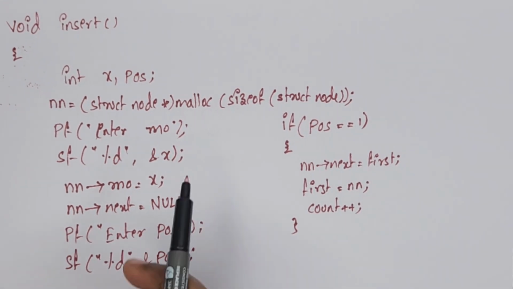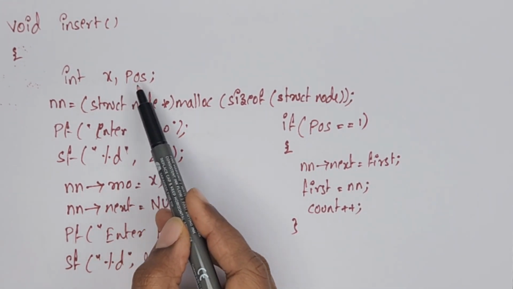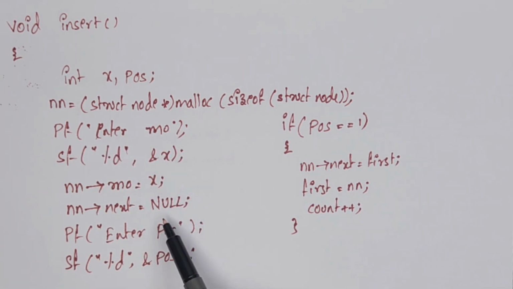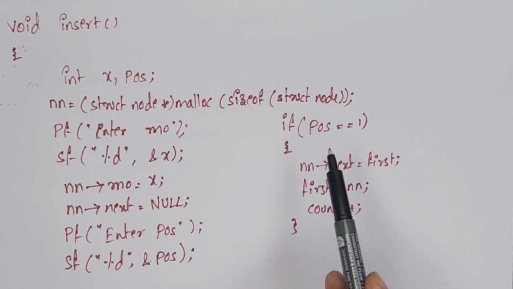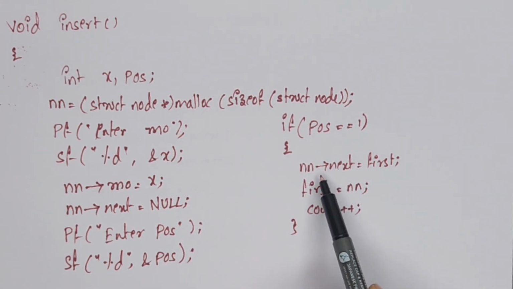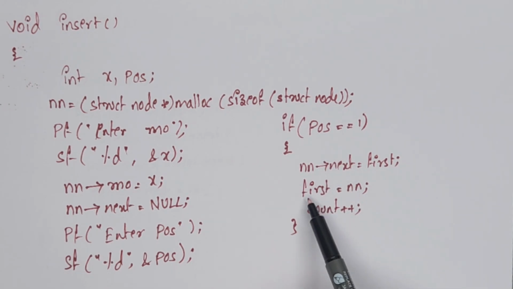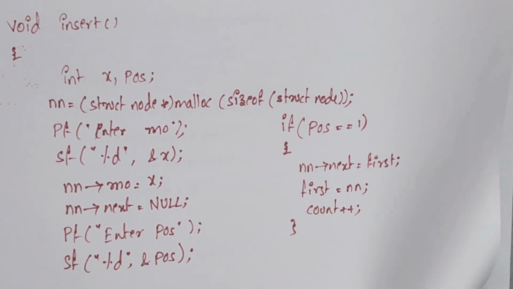So this is the insert function. These two are local variables, x and position. First of all, you have to create one new node, assign the roll number, and initially new node of next is null. Next, read one position. If position is 1, before the first node, you have to add the new node. Once you add it, the new node becomes the first node. Anyway, after creating the node, we have to increment count value by 1.